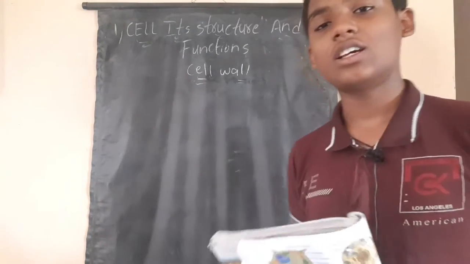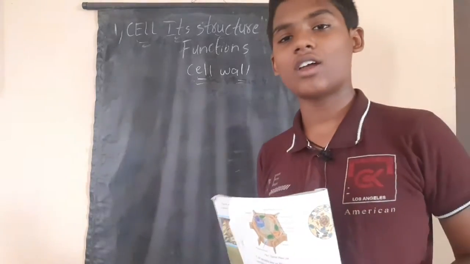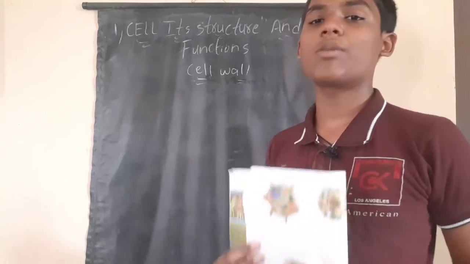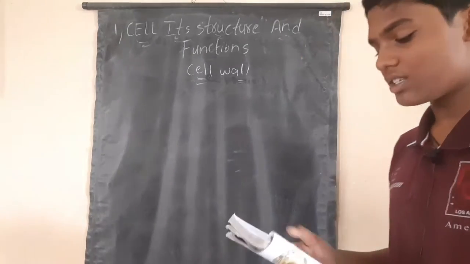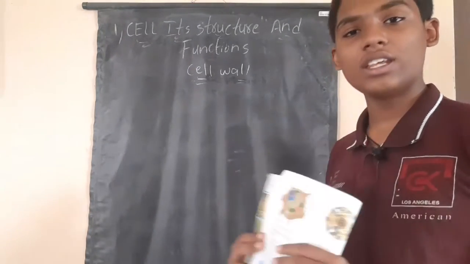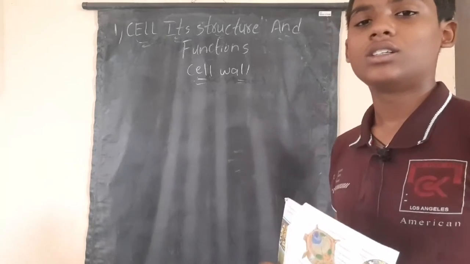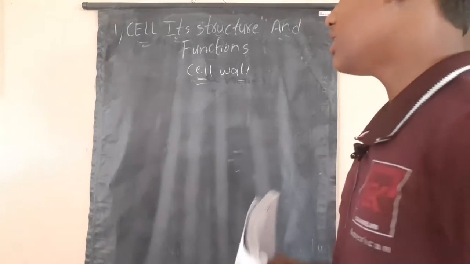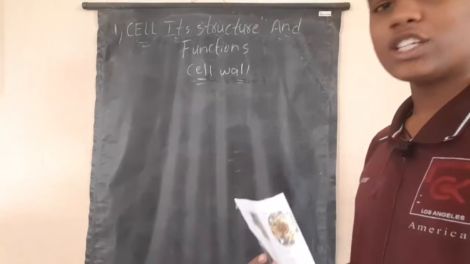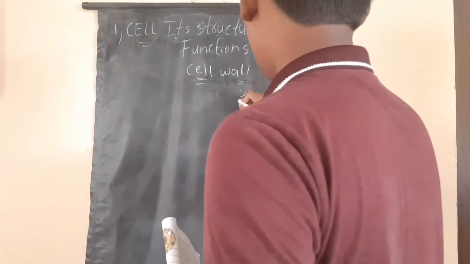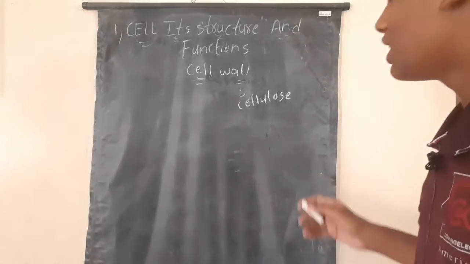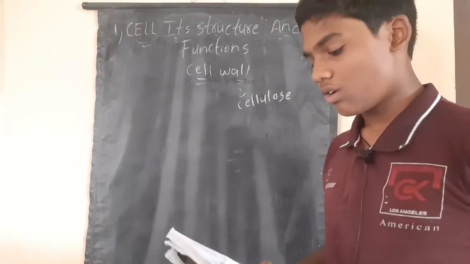In an animal cell, the cell membrane acts as the outer layer of the cell. Likewise, in a plant cell there is an extra outer layer, and that is called the cell wall. In animal cells, the cell membrane; in plant cells, the cell wall. It is made up of cellulose. Cell wall is made up of cellulose. This is a very important bit question.